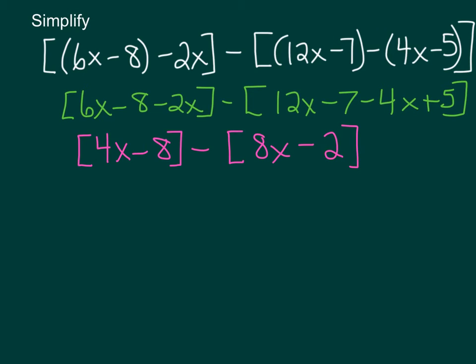Okay, so my next step, I simplified it inside my brackets. 6x minus 2x is 4x. They had nothing to combine with. 12x minus 4x is 8x. Negative 7 plus 5 is a negative 2. So then now I took away those brackets, but while I did that, I went ahead and distributed the negative through that, because that's what I have to do. So now I just need to combine like terms. And when I combine like terms and simplify it, I get negative 4x minus 6.